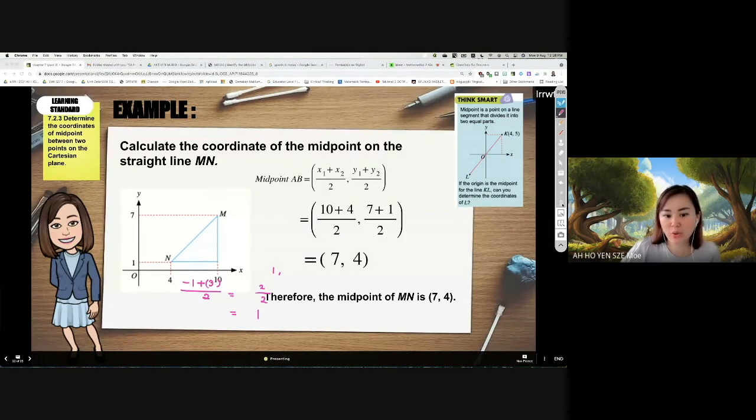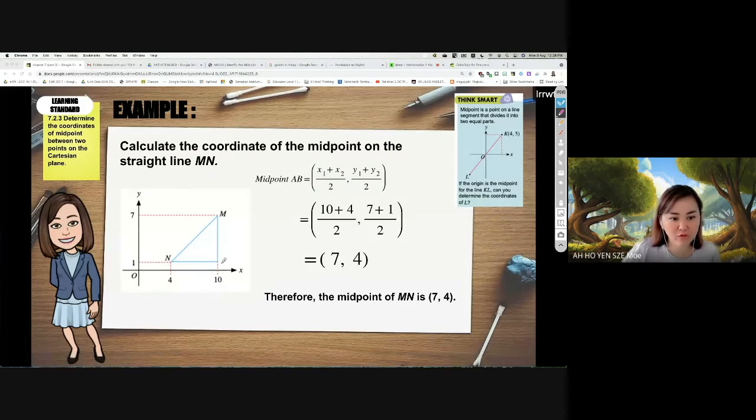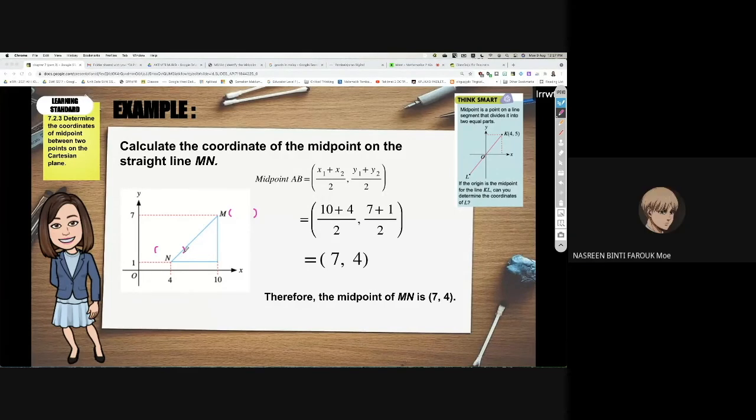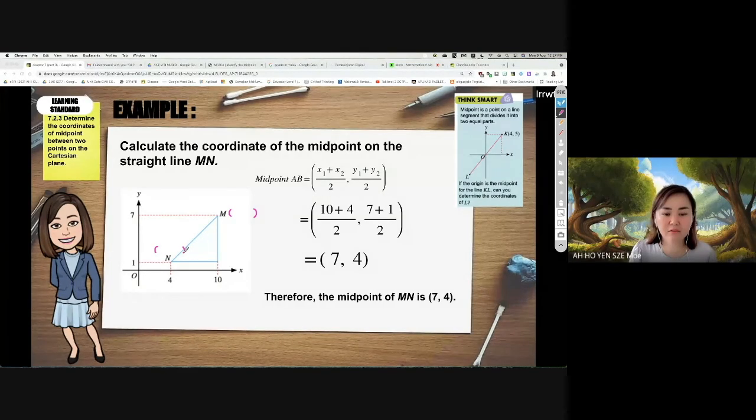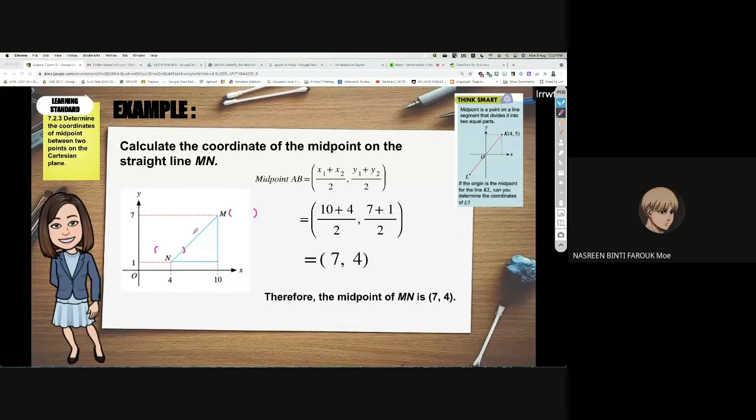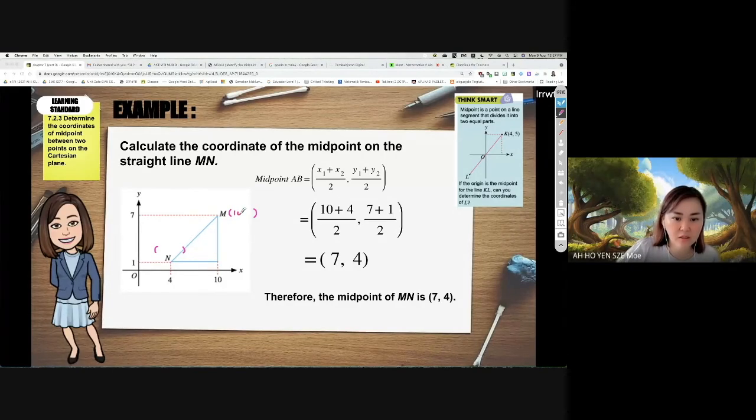Okay, contohnya untuk M tu, you read from here, what is the coordinate for M? Please tell me. Apakah koordinat M dengan N? Baca kan nilai untuk M dengan N. Nasrin, what's the coordinate M? Yes, teacher. What's the M here? What's the value? 10, 7. Yes, 10 and 7. Okay.